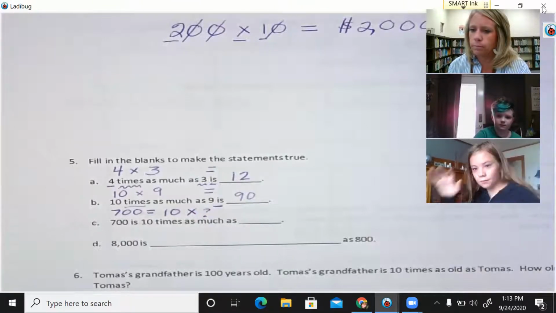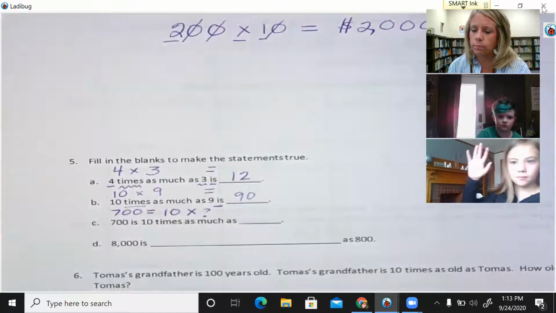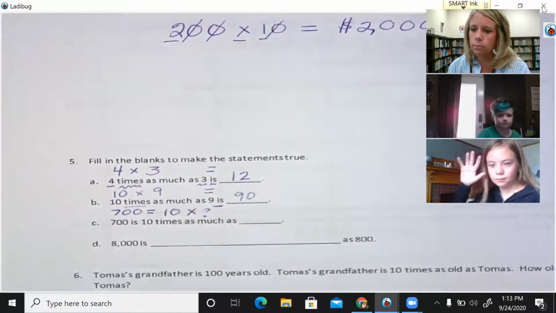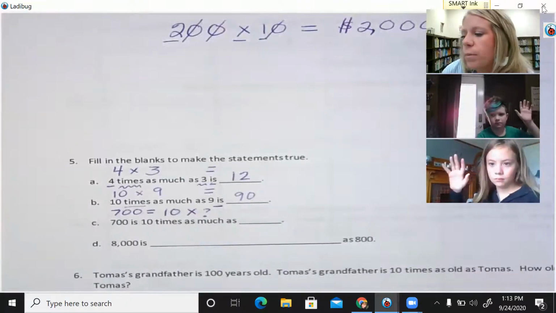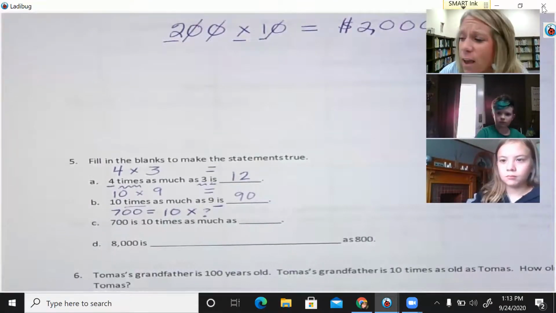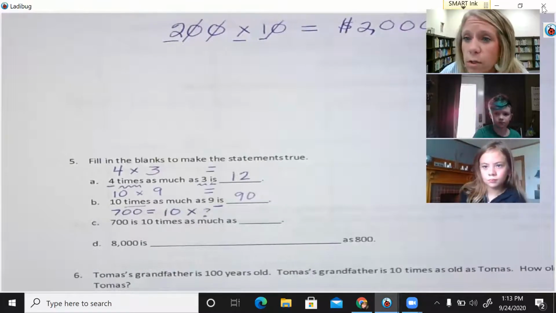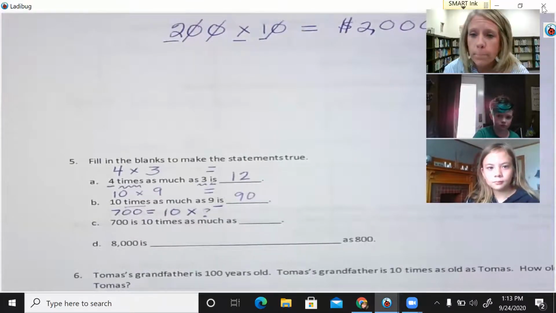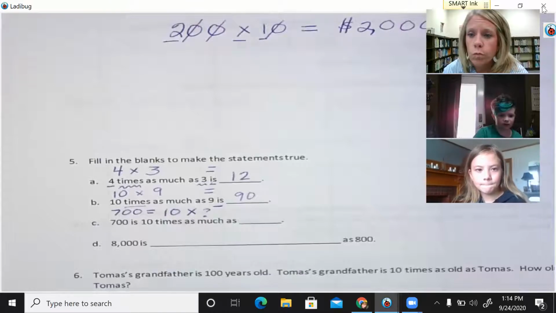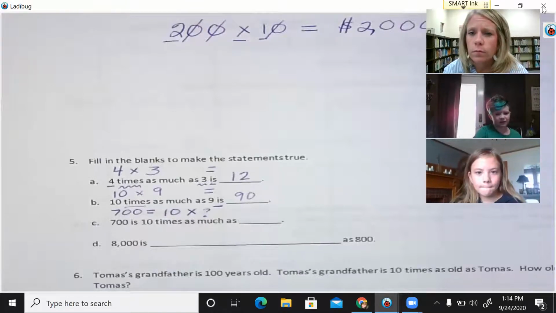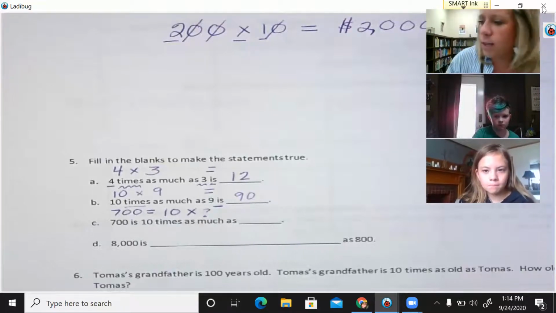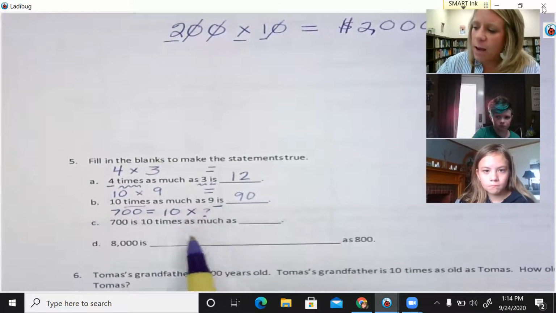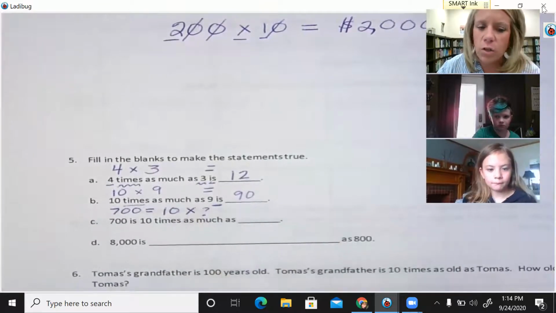What do you think? Do you have any suggestions, Peyton? How many times do you think we'd have to add 10 together to get the number 700? It's hard to hear you because my computer's lagging a lot. Okay. I'll try to talk up a little. Nina, what do you think? 10 times what equals 700?